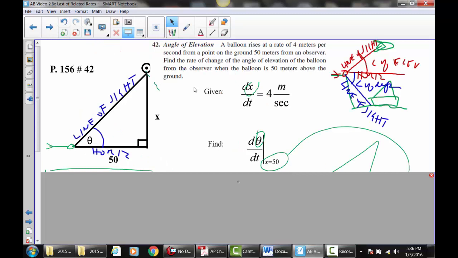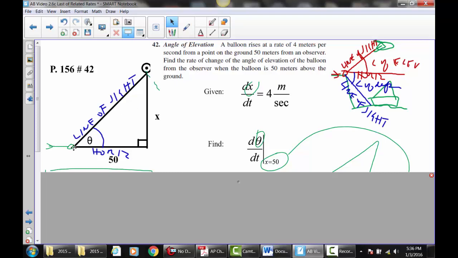Number 42, angle of elevation. A balloon rises at a rate of 4 meters per second from a point on the ground 50 meters from an observer. So here's our observer. He's lying on the ground. Take 50 meters away. From there, the balloon is rising at the rate of 4 meters per second. So dx dt equals 4 meters per second. Find the rate of change of the angle of elevation of the balloon from the observer.